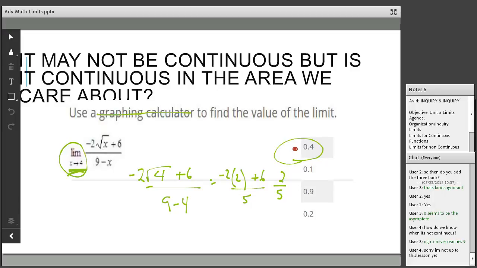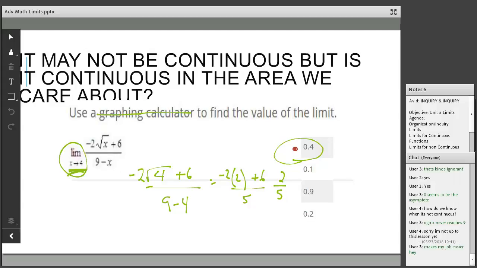X never reaches 9. Well, not in the area we're interested in. This is what I'm trying to say. This is not a continuous function. And we're like, oh, no, not a continuous function. We got to do something. But then we think and we look and we say, oh, it says as x approaches 4. Well, it is continuous. If we just took that picture just around that 4, that's continuous through there. We just sub it in.